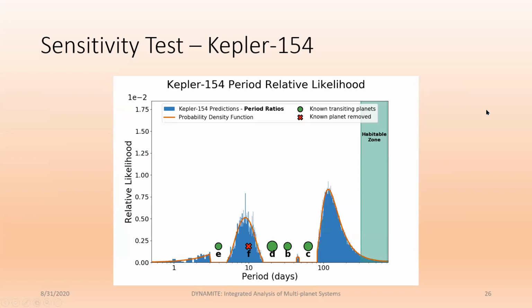Here, we tested the removal of Kepler-154f from the Kepler-154 planetary system. Kepler-154f was the last planet verified in the system and is also the smallest planet. It has a period of 9.92 days and a planet radius of 1.55 Earth radii. When we removed it from the Kepler-154 system and ran DYNAMITE, we saw that 97% of the integrated injection probability interior to planet C was in the gap where planet F had been removed. In addition, the peak in the log period likelihood space matched the planet period within a couple of hours.